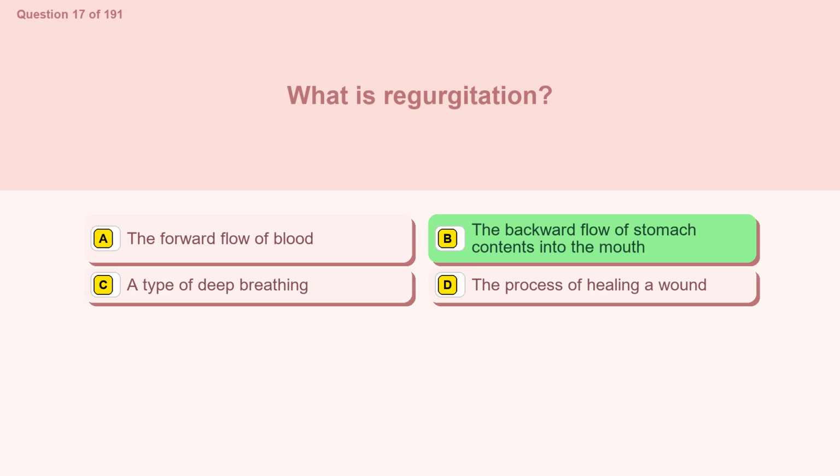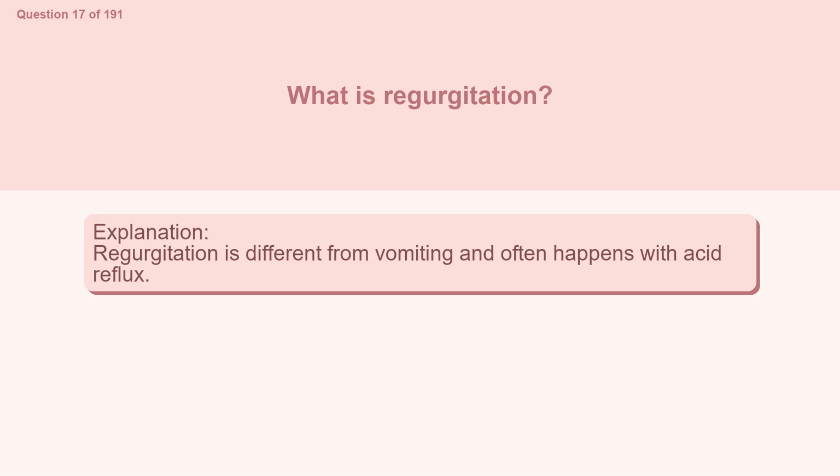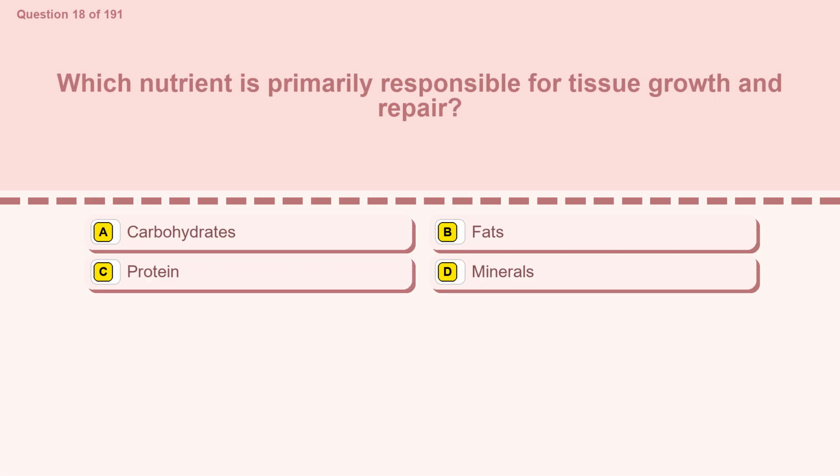The correct answer is option B, the backward flow of stomach contents into the mouth. Regurgitation is different from vomiting and often happens with acid reflux. Question 18. Which nutrient is primarily responsible for tissue growth and repair?